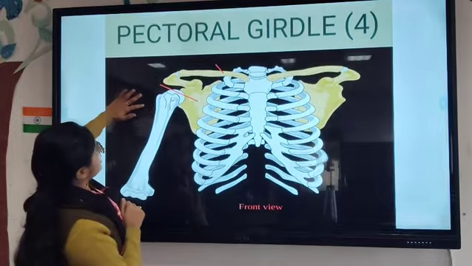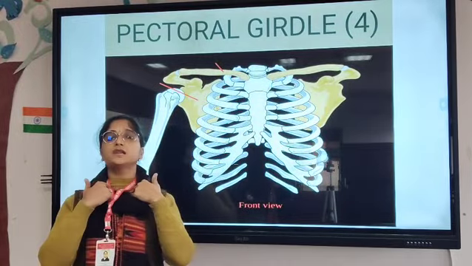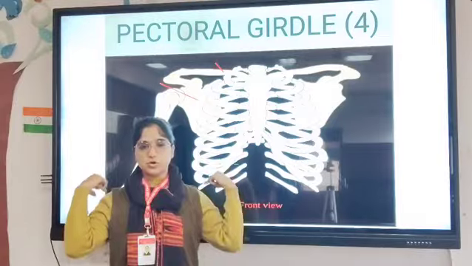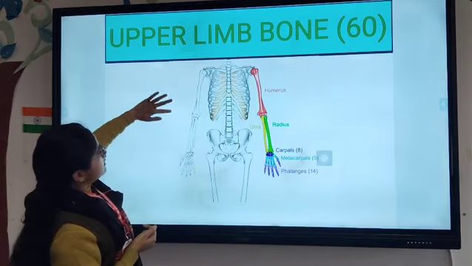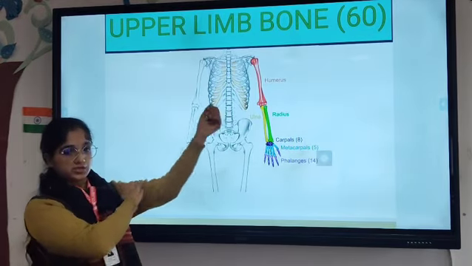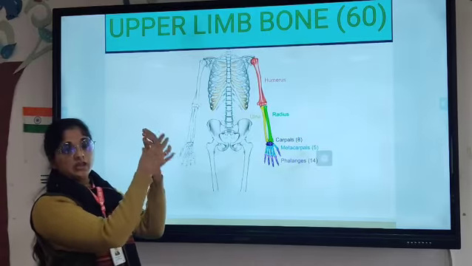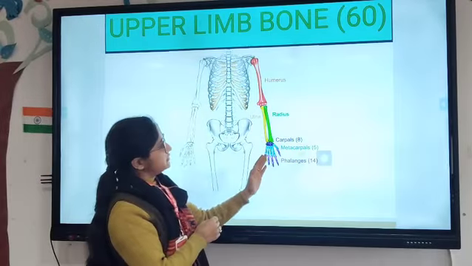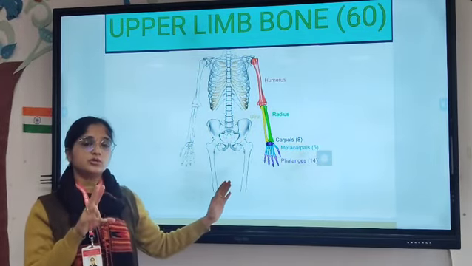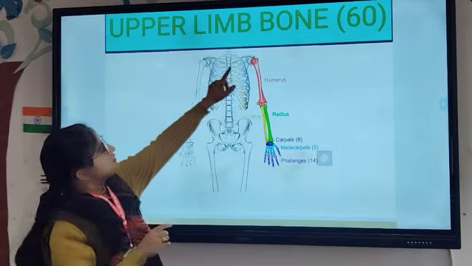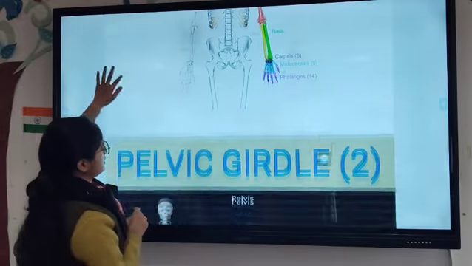Now let's count the bones of the appendicular skeleton. First is the pectoral girdle. This is the clavicle, 1 and 2, and the scapular bone. Total 4 bones in the pectoral girdle. Next is the upper limb. In the upper limb, one is the humerus, second is the radius and ulna, then carpals, metacarpals and phalanges. If we count all together, in one hand there are 30 bones, but we have two hands, so the total is 60. That's why I wrote here upper limb bones 60.